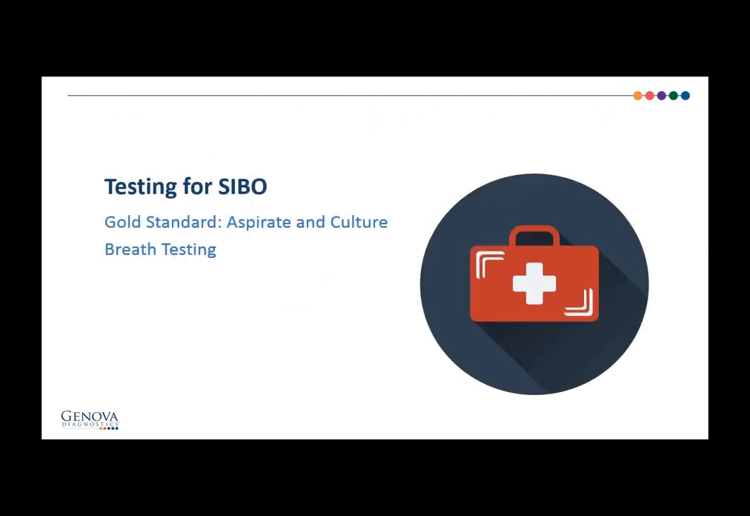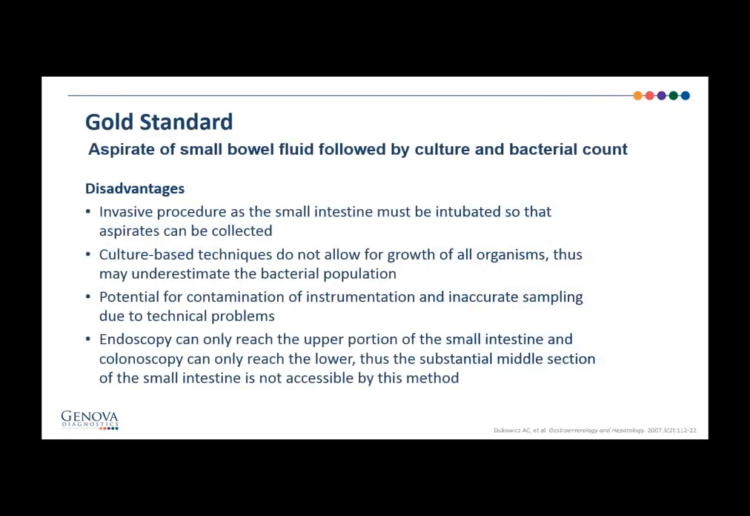So let's talk about testing for SIBO. Currently, the gold standard is an aspirate of small bowel fluid followed by culture of that fluid and bacterial count. This is an invasive procedure. Basically, it's an endoscopy, and the patient has to be intubated so that the aspirates can be collected.